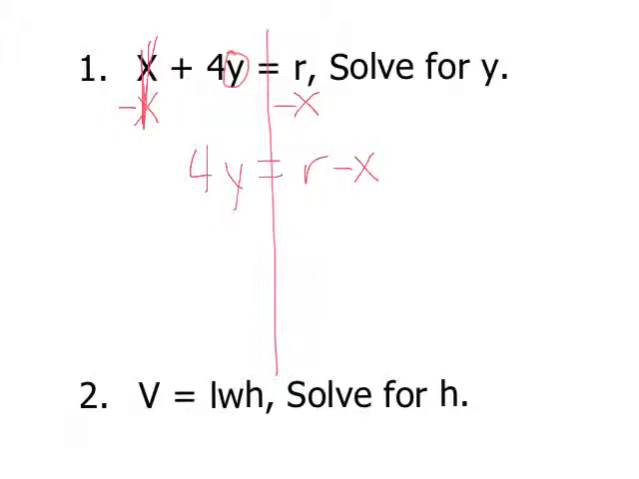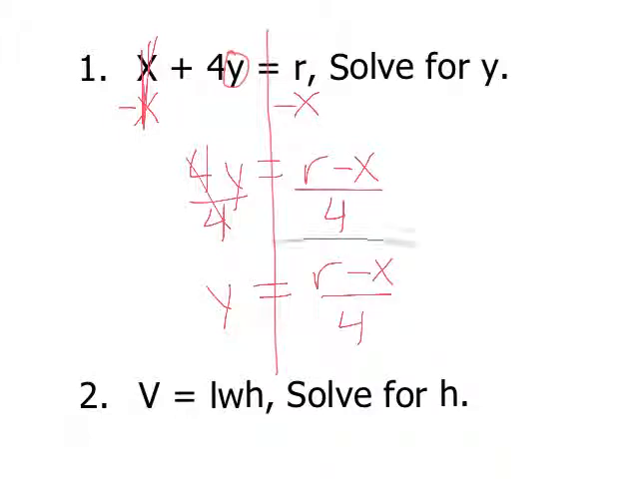Okay, again, I need to get y all by itself. So now what do I need to get rid of? 4. So what is 4y? 4 times y. So how do I get rid of it? Divide both sides by 4. And there's my final answer. Y equals r minus x over 4.